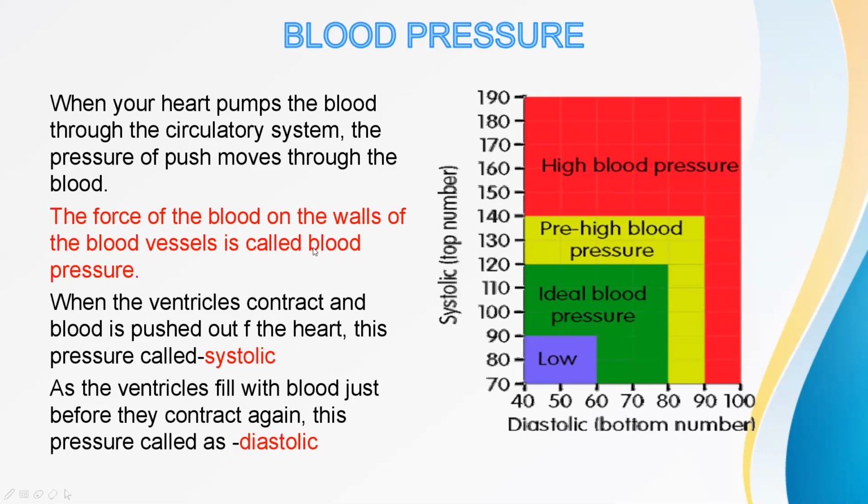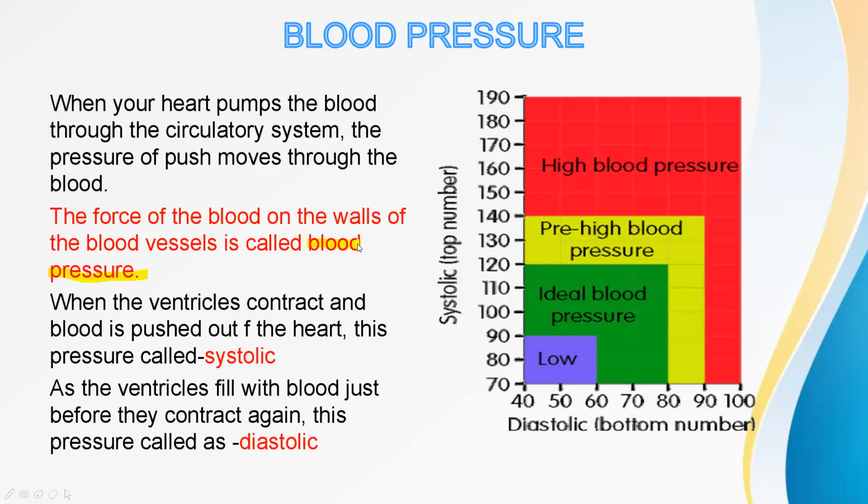So when the heart pumps the blood, the force of the blood on the walls of blood vessels is called blood pressure. We call it blood pressure. It means when the heart pumps the blood, this pressure is distributed throughout all the arteries. So this type of pressure on these artery walls we call blood pressure.